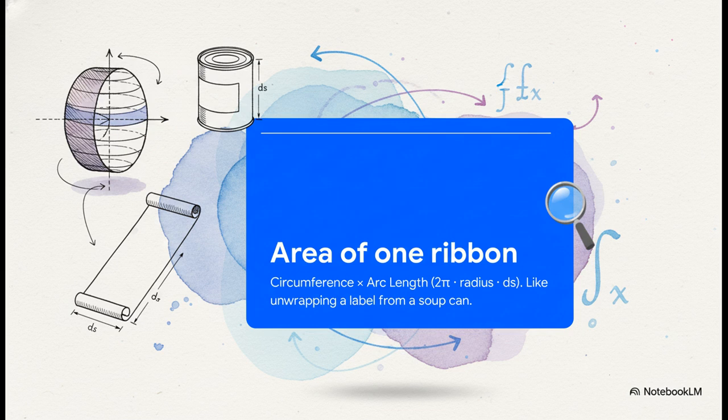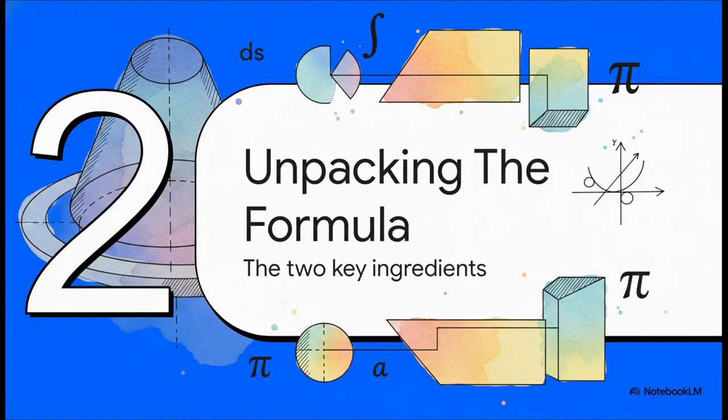Seriously, just think about taking the label off a soup can and laying it flat. That's the idea. So to get the total surface area, we just have to add up all of these infinitely thin ribbons. And what do we use to add up an infinite number of tiny things? You got it, an integral. Okay, so that's the big picture.